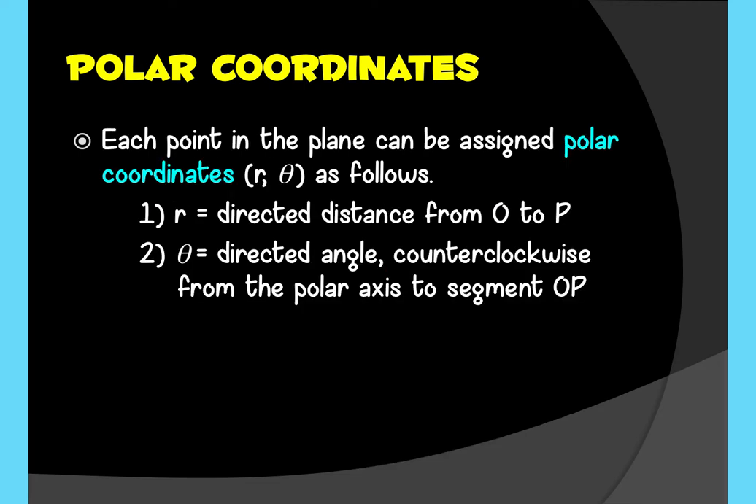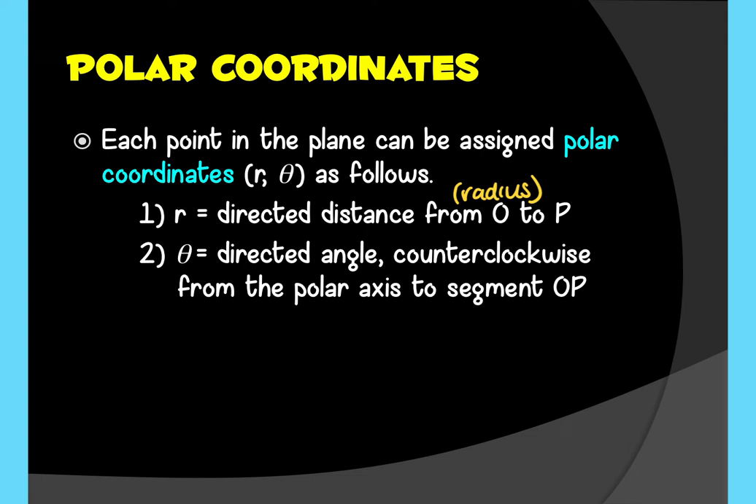So each point in the plane can be assigned a polar coordinate, which is r, theta. And r, like I said, is the directed distance from O to P, O being the pole and P being the end point. But this is also just your radius. The difference is that the radius is not part of your point. It tells you where to put the point, but you don't want a line. You want a coordinate point.